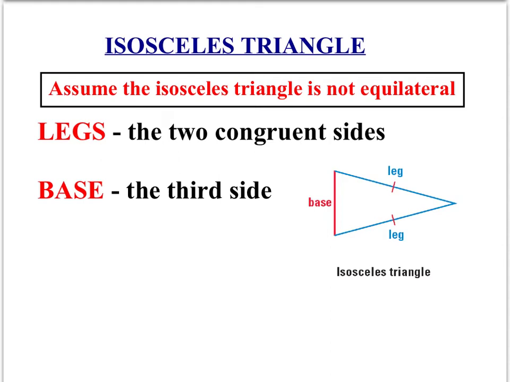Okay, so for an isosceles triangle, for right now we're just going to assume that the isosceles triangle is equilateral. I know before I told you that it could be equilateral, but now we're going to look at the legs and the base. So this one's pretty easy to remember. The legs, just think about the legs of like a person. Those are the longest sides and the base is the bottom. So this is the third side and the legs are the two congruent sides.